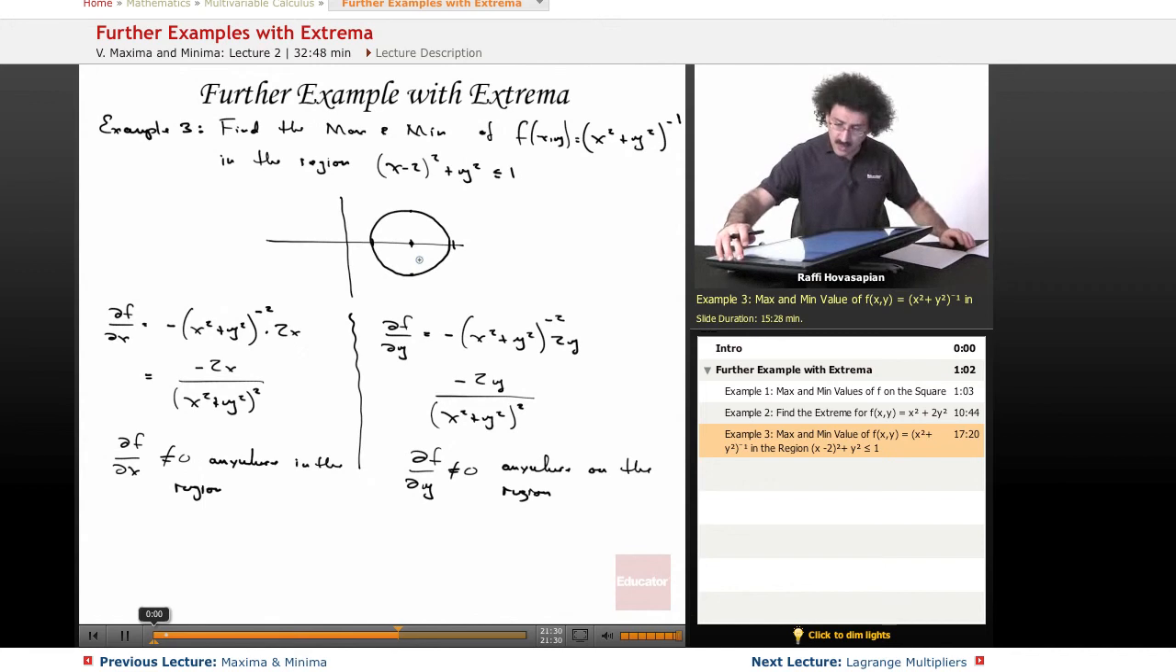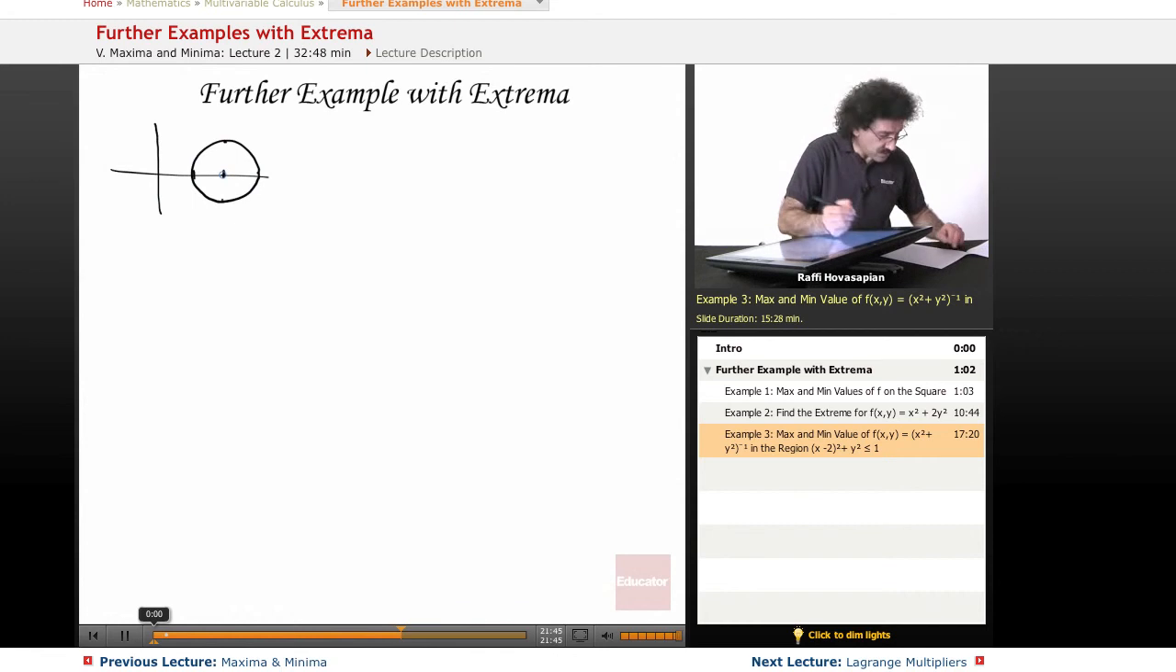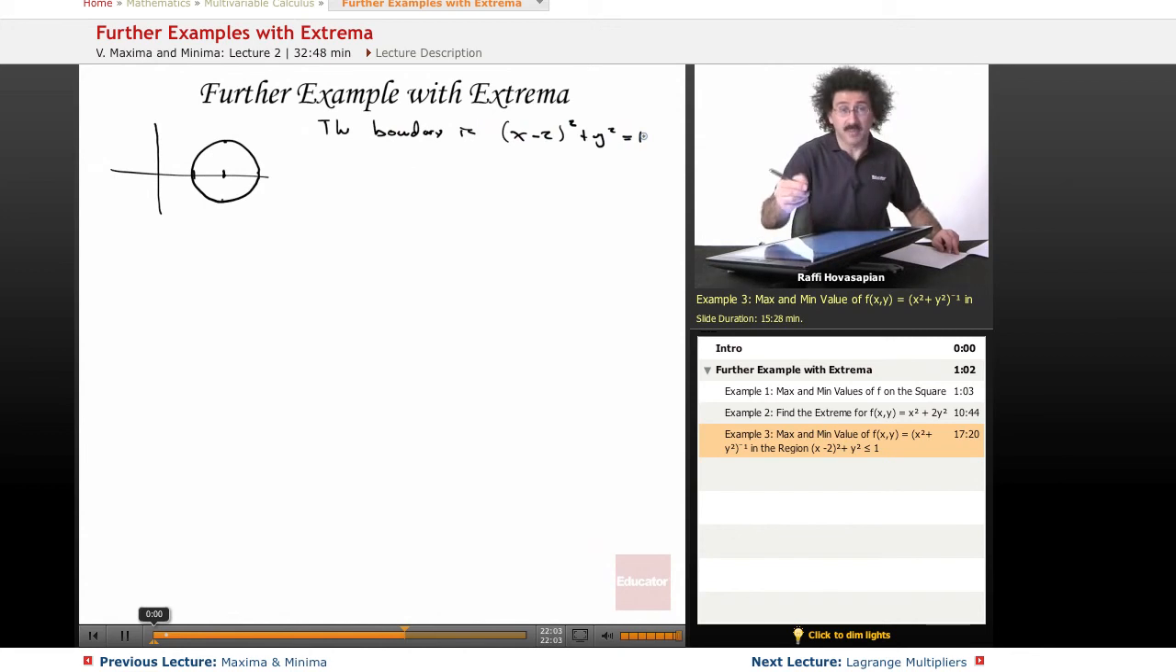Now, let me go ahead and move on to another page. And I'm actually going to redraw it so that I have it available for me. So I have this 1, 2, 3. Just do a quick drawing. So I have that unit circle centered at 2. All right, so the boundary is x minus 2 squared plus y squared is equal to 1. That's the boundary. The region was less than or equal to 1, but the boundary is at equal to 1, okay.